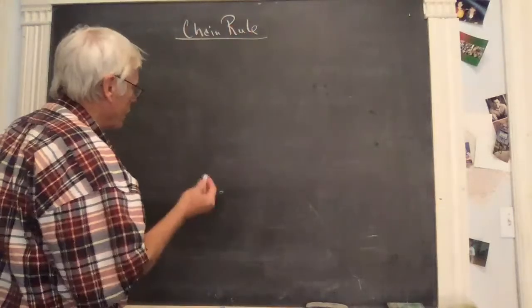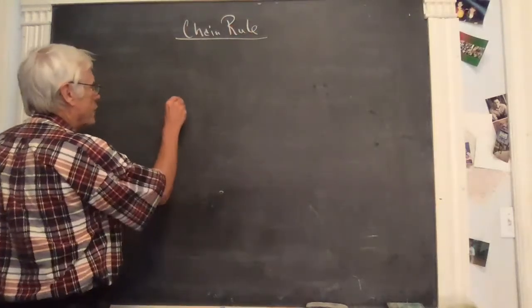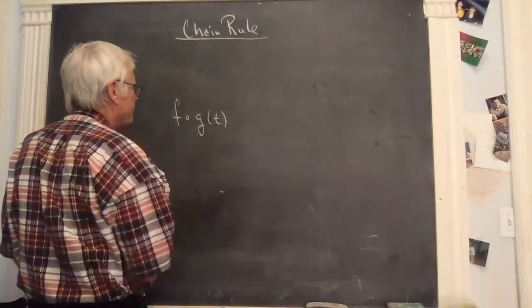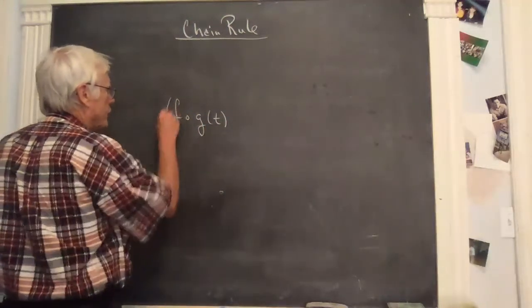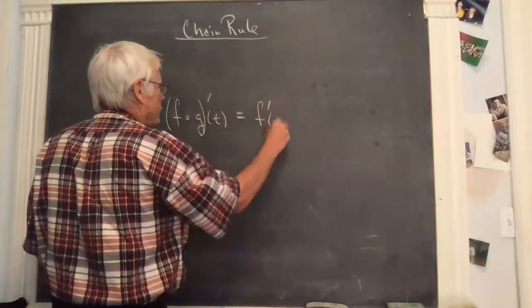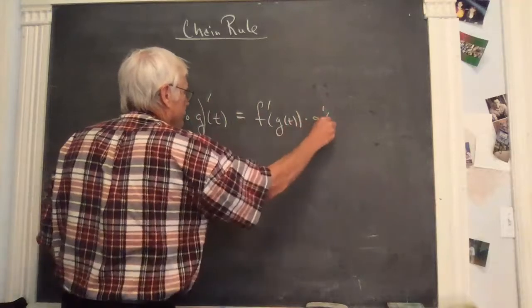So the formula for the chain rule, if you remember, happens like this. If you have a composition, F composed with G of T, and you want to take the derivative of this, it is F prime of G of T times G prime of T.